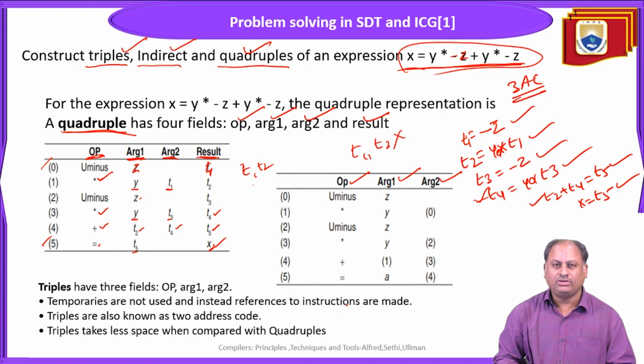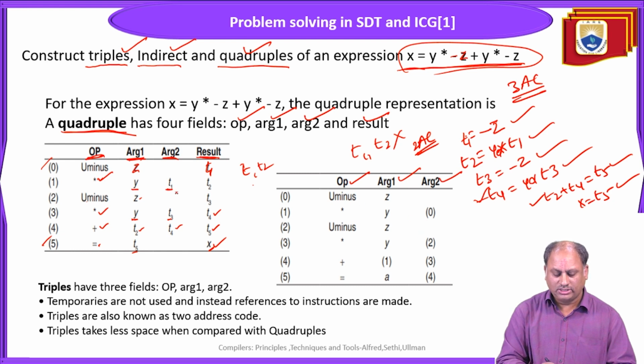Instead, we are going to give a reference to the instruction. So that is one advantage. Another is that these are also called 2 address codes, whereas quadruple is 3 address code and triple is a 2 address code. And compared to the quadruple representation, it takes less space.